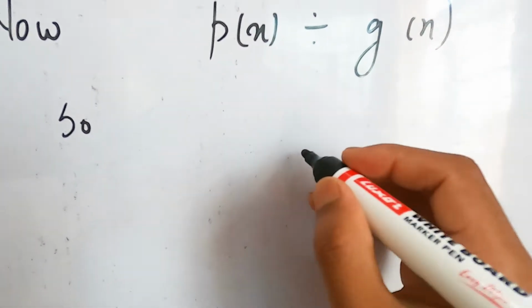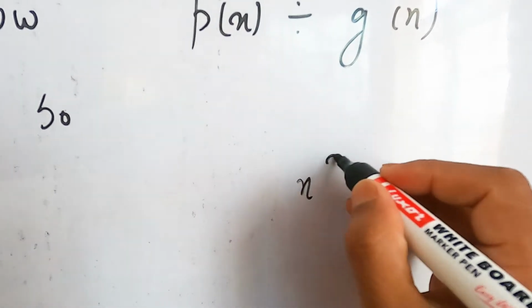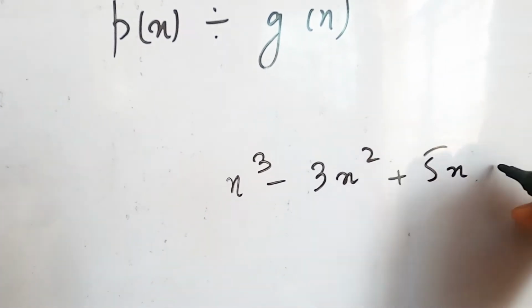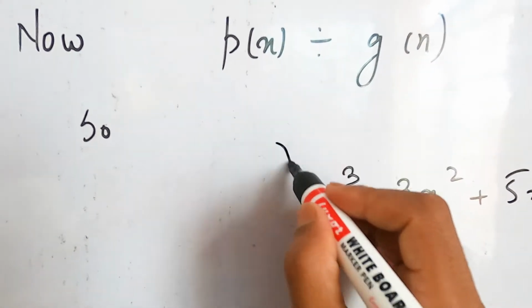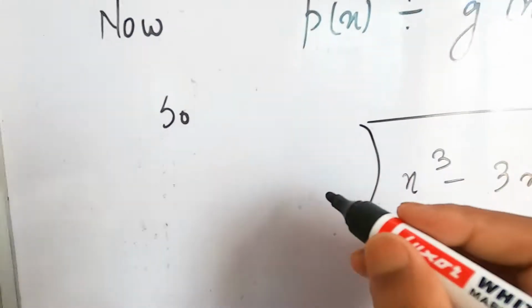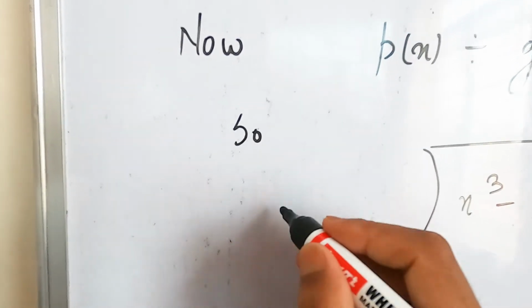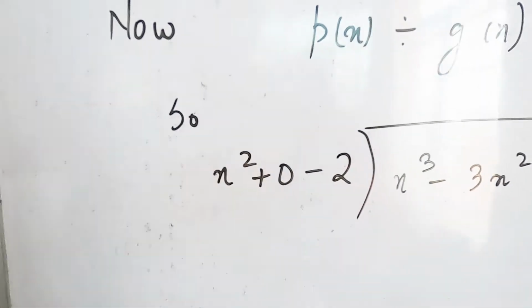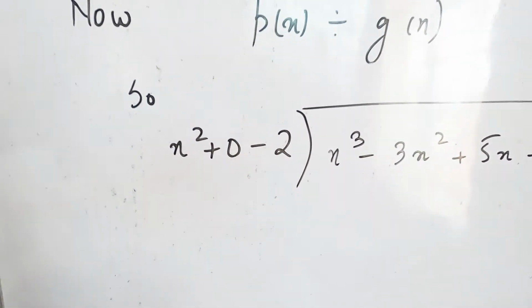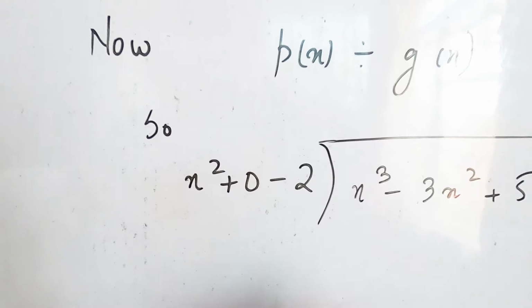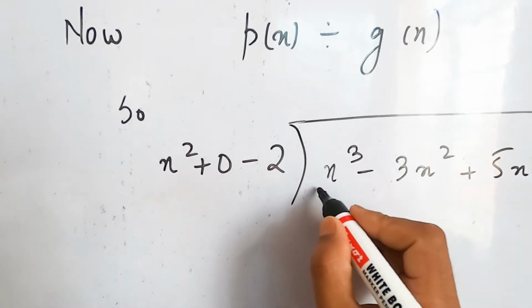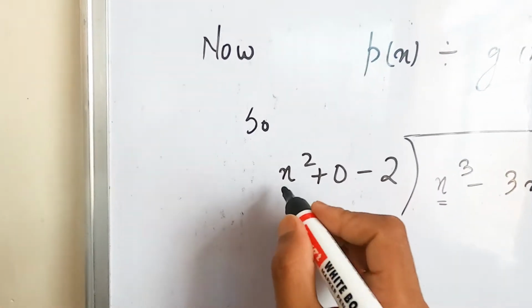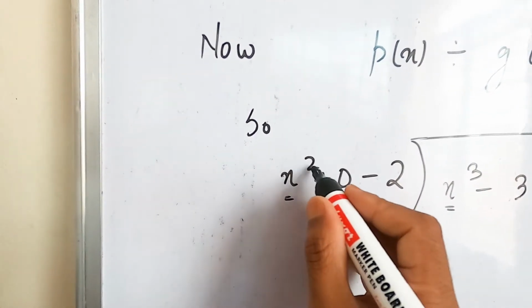So p(x) will be x cubed minus 3x squared plus 5x minus 3. We have to divide it by g(x), so g(x) will be x squared plus 0 minus 2. All right, so the first step is very important. The first term in this case is x to the power cube, and for g(x), the first term is x to the power square.